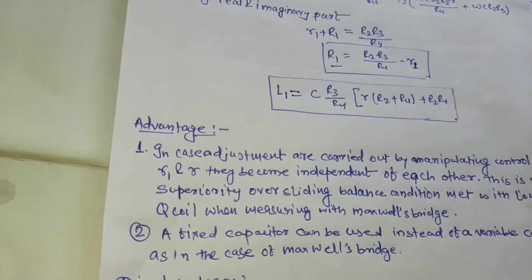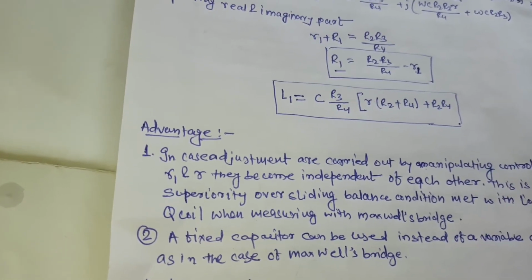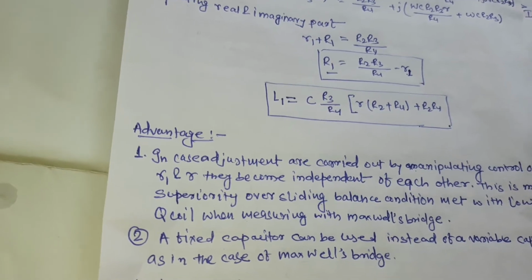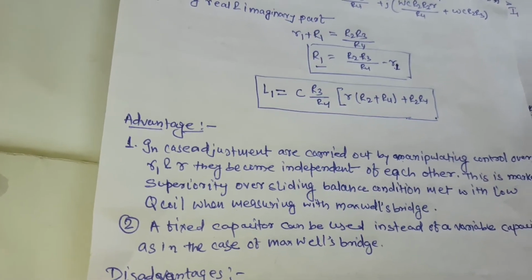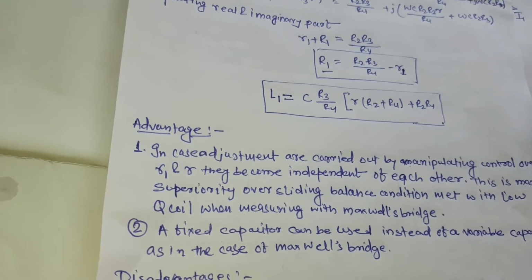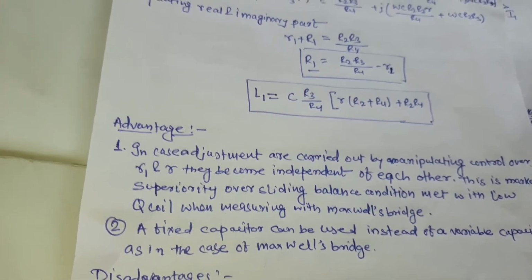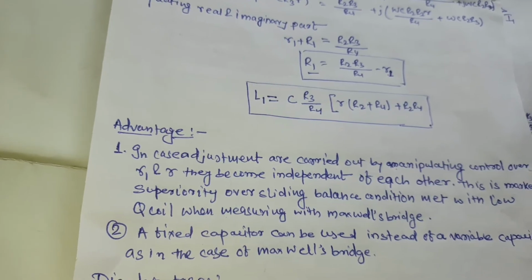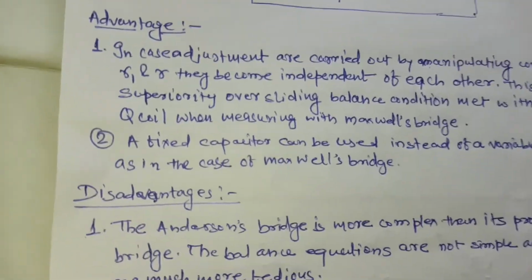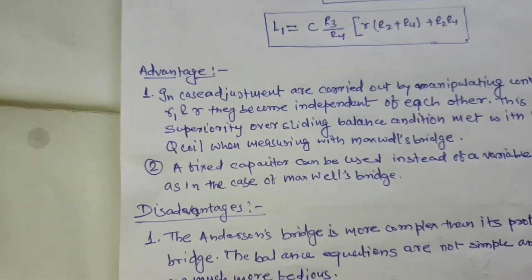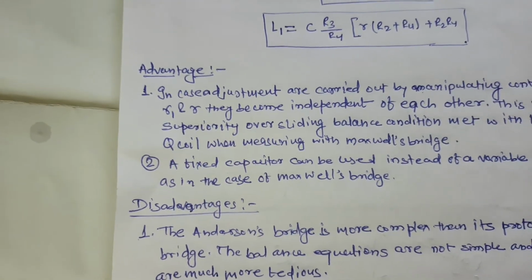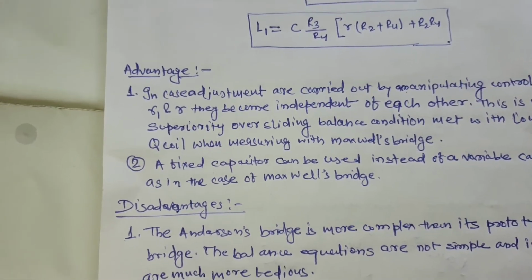They become independent of each other. This is a marked superiority over the sliding balance condition, met with the low quality factor coil. And we have used a fixed capacitor, which can be used instead of a variable capacitor. As we discussed, variable capacitors are costly as compared with fixed capacitors. So this is the advantage.